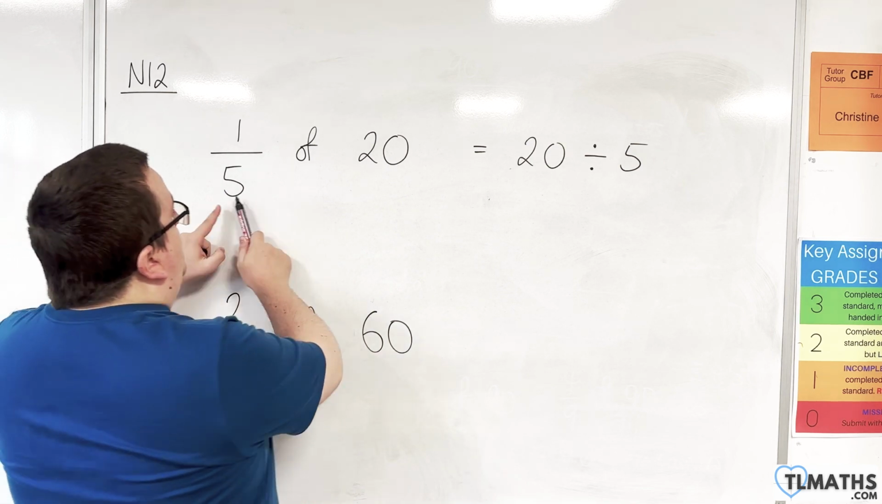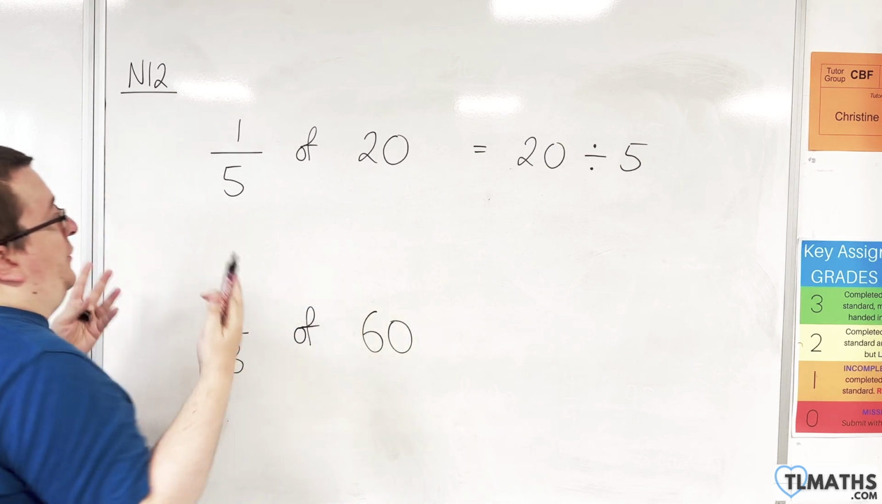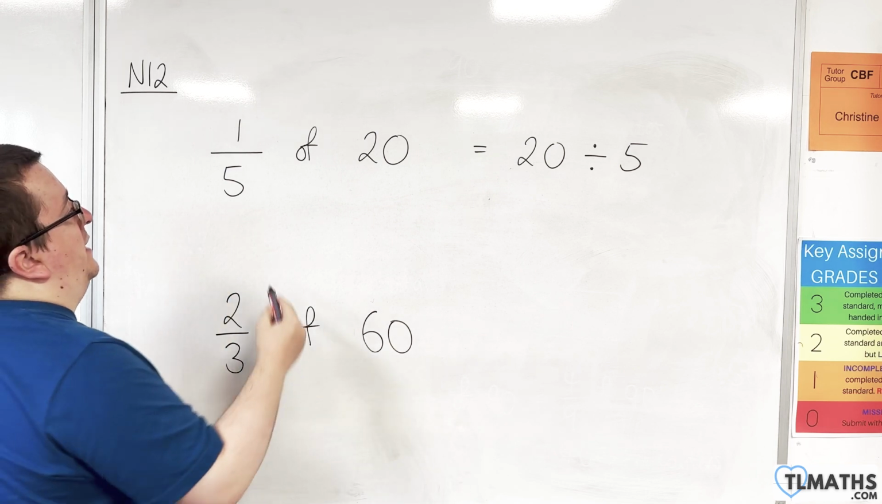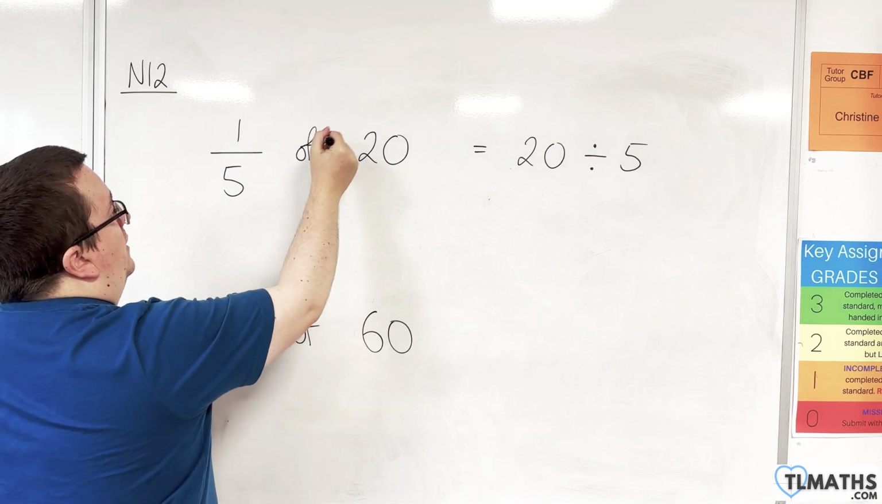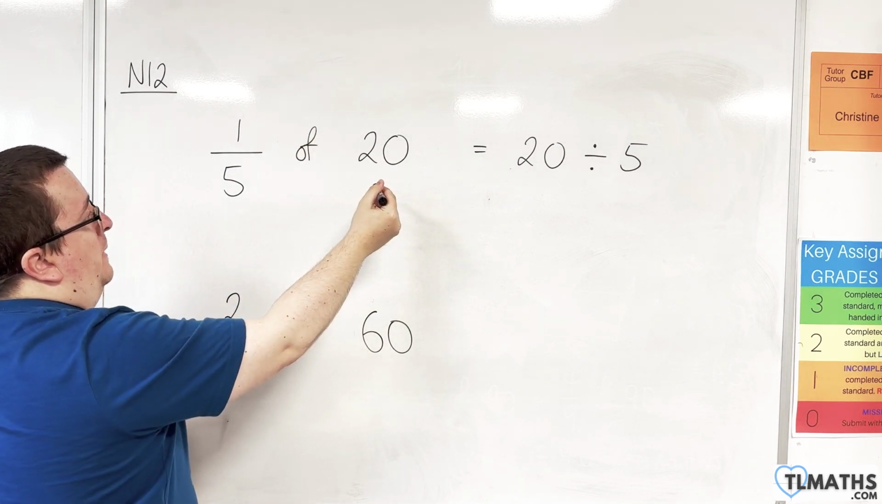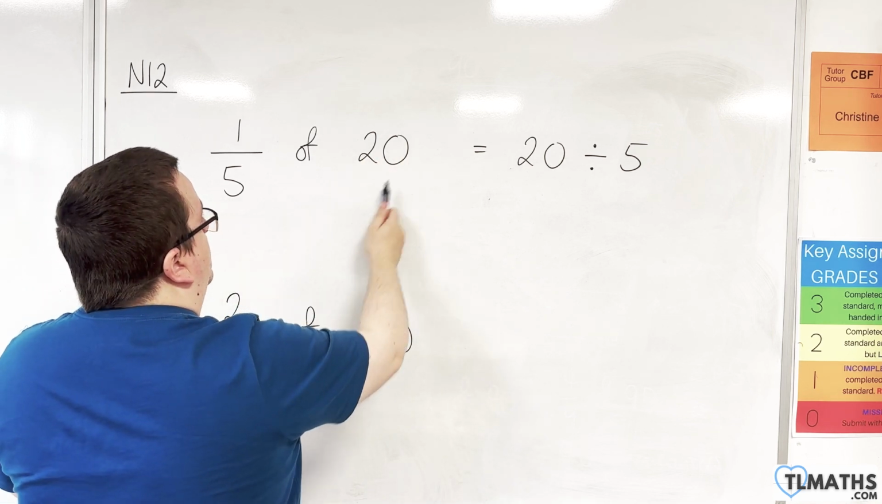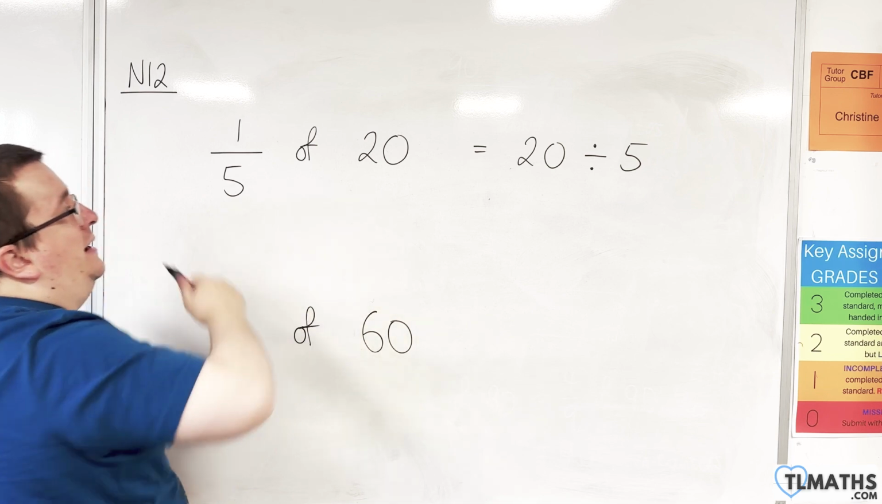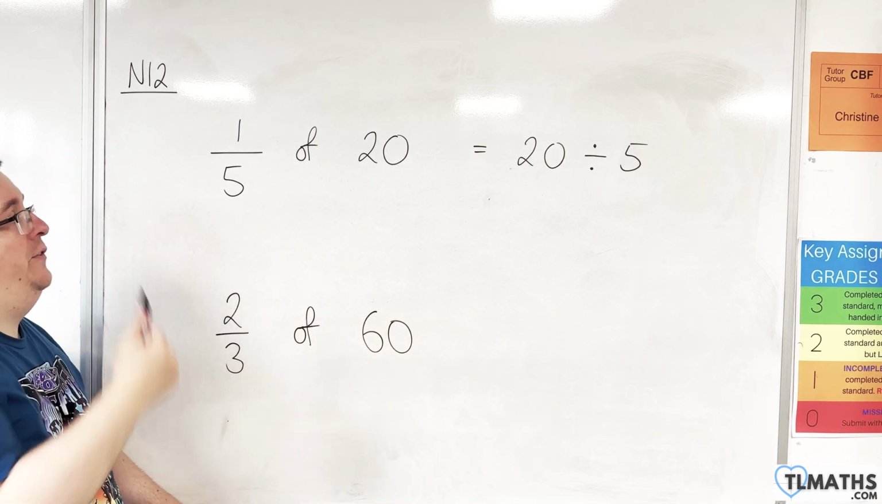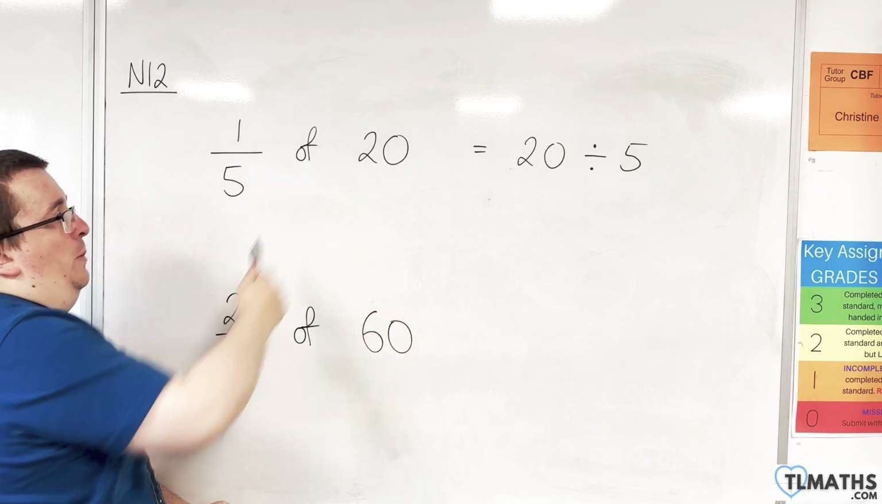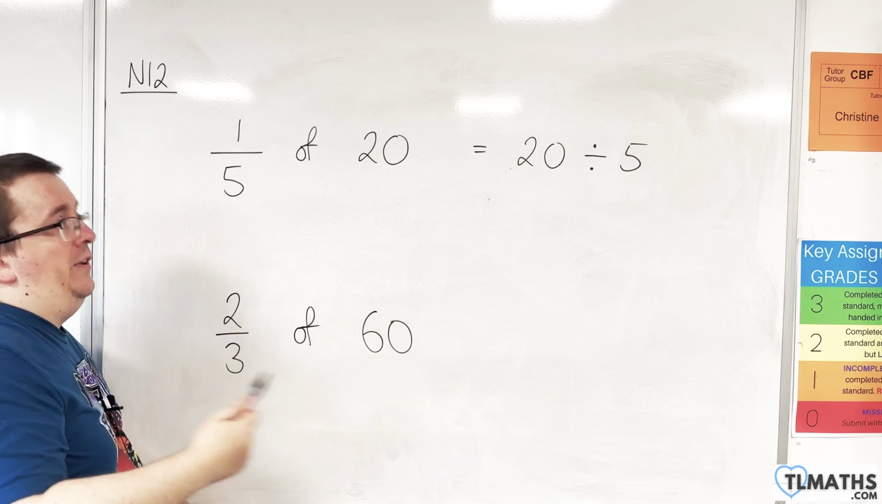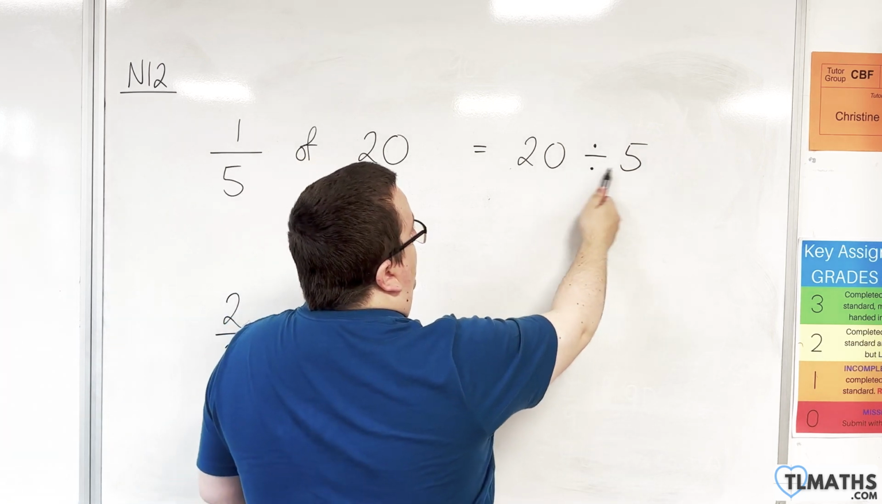So when we think about 1/5 of 20, it's the same thing as writing 1/5 times 20. So when you're multiplying a fraction by a number, that's exactly what this is saying. 1/5 of 20 is the same thing as 1/5 times 20, which is the same thing as doing 20 divided by 5.